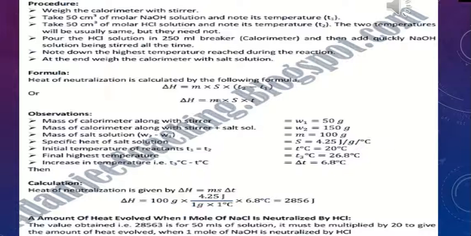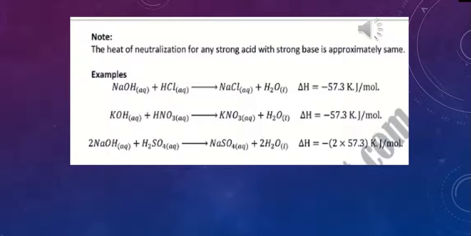Another very important point which you have to look at over here is the calculation or the value of heat of neutralization when a strong acid reacts with a strong base. In the slide, you only focus that when a strong acid reacts with a strong base, they produce approximately the same heat of neutralization. In example number 1, when sodium hydroxide reacts with hydrochloric acid, it generates minus 57.3 kilojoules per mole.